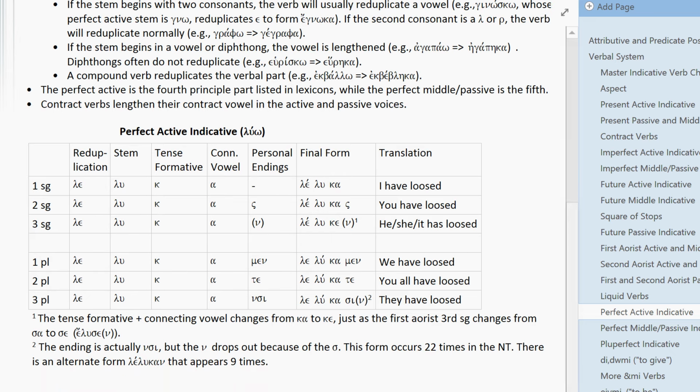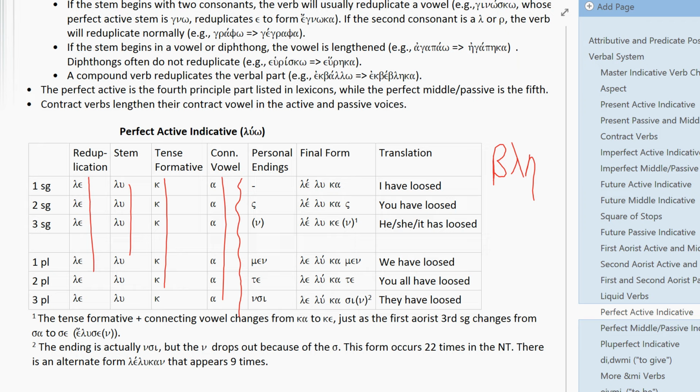This is the paradigm. So there are a lot of rules to the reduplication, but once you get to the paradigm, it's actually not that scary. As we said, there's the reduplication, which is le for luo all the way down. The stem, which happens to be luo, but remember with something like balo, the stem will be completely different, like ble. So it can be quite different, but for luo, it's just lu. The tense formative is kappa all the way down. The connecting vowel, alpha, all the way down. And then all you have here are the personal endings. These are the primary actives. So remember, these are the same exact endings that are being used with the present active indicative. Luo, lueis, luei, luomen, luete, and luousi.